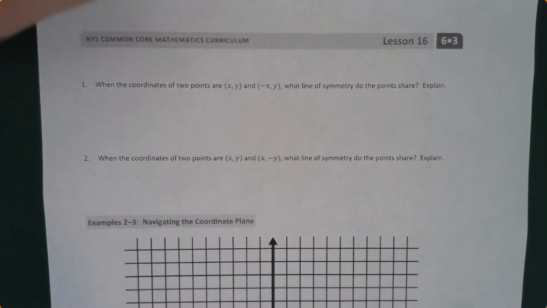So when the coordinates of two points are (x, y) and (-x, y), what line of symmetry do the points share? Now, I'm not sure how many of y'all remember lines of symmetry, but lines of symmetry are actually quite easy. A line of symmetry is a line that allows you to fold something exactly, perfectly over itself.